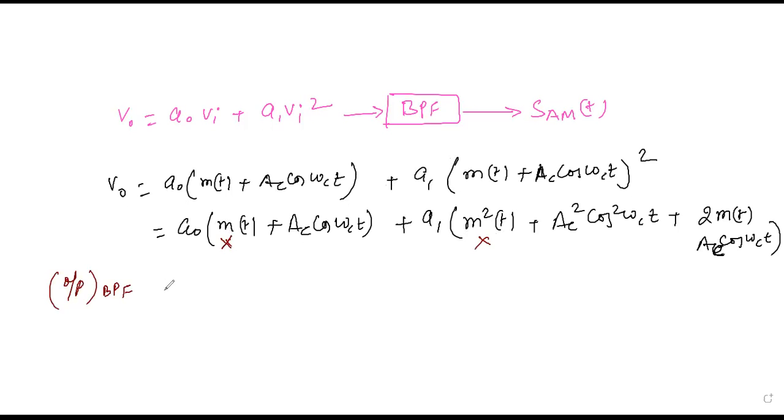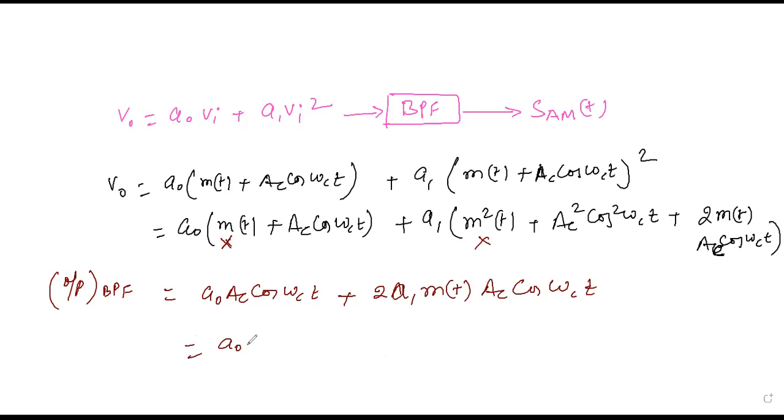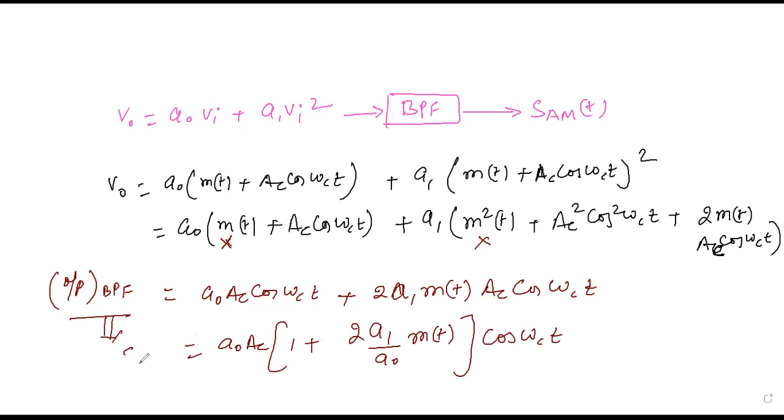The output of the band pass filter will be A naught into AC cos omega ct plus, this is also DC power, so it will be cancelled out by the band pass filter, and this is 2 times A1 into M of t into AC cos omega ct. Taking A naught AC common: A naught AC times 1 plus twice A1 by A naught into M of t, into cos omega ct. This output of the band pass filter is called the AM signal.